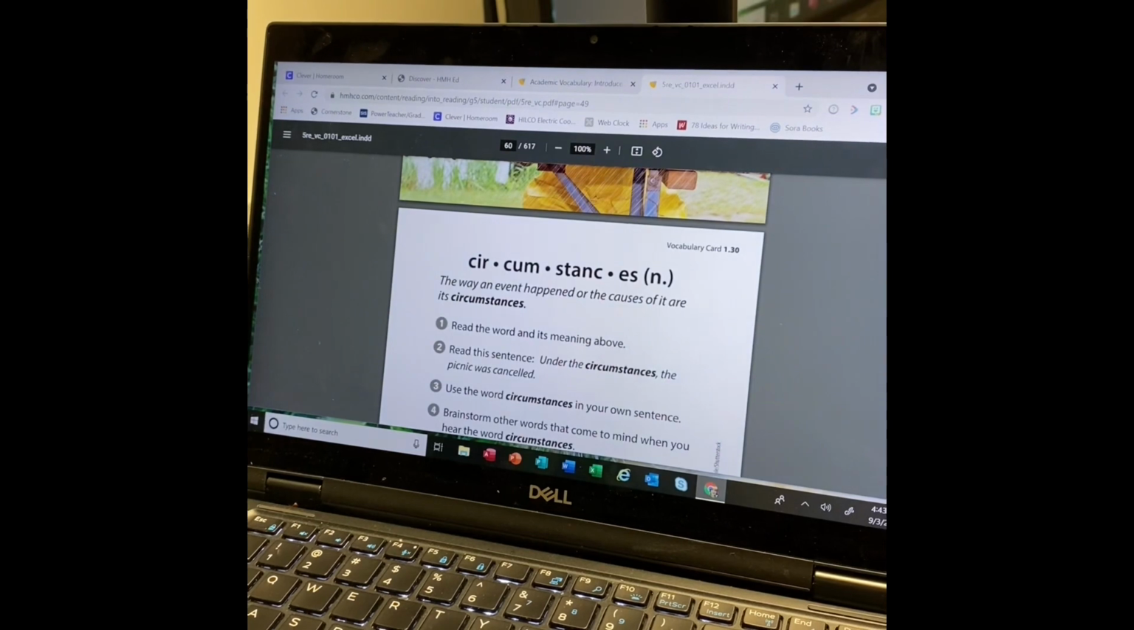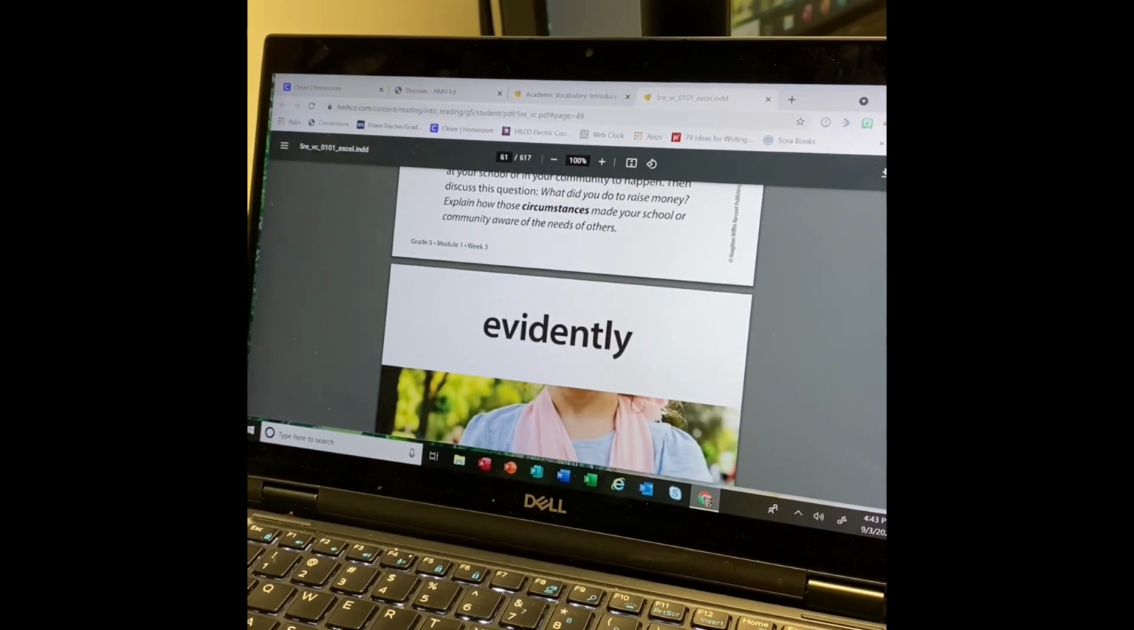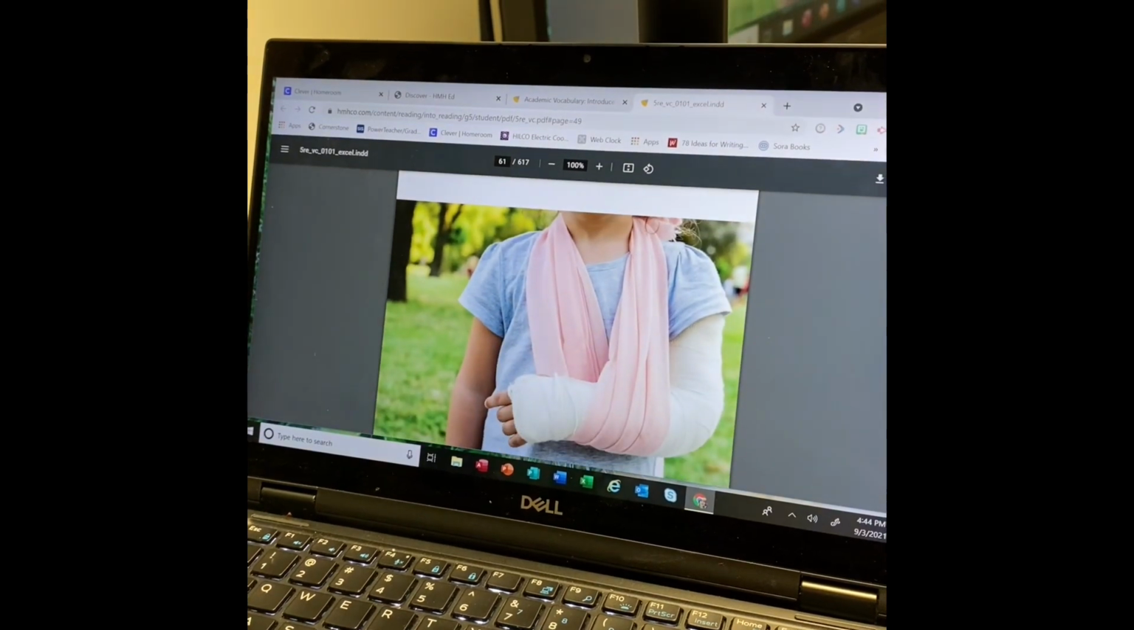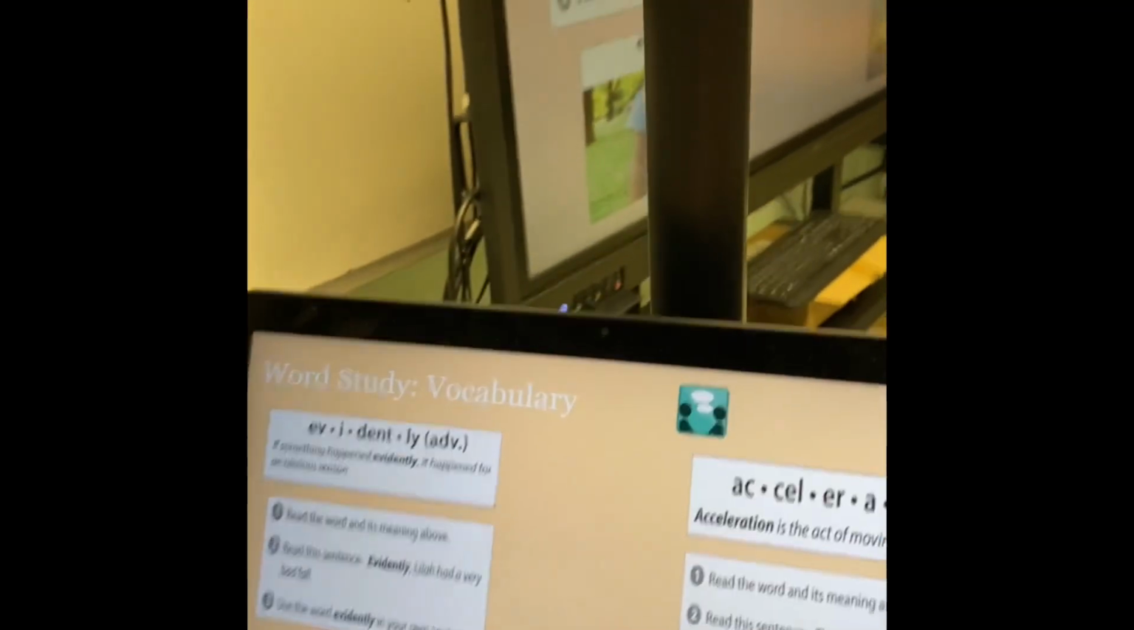And the first thing I do, of course, if you can see here, I put the picture and I ask the students, what do they think that word means? Let's try to associate, let's try to make connections. Look at this word. What do you think it means? Look at the picture in his hand.